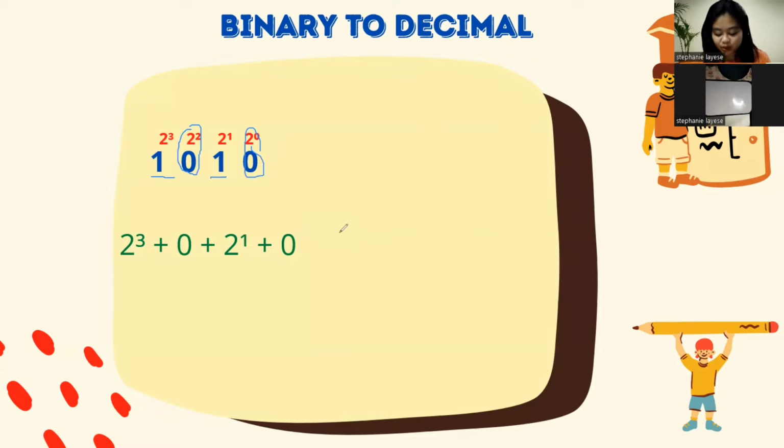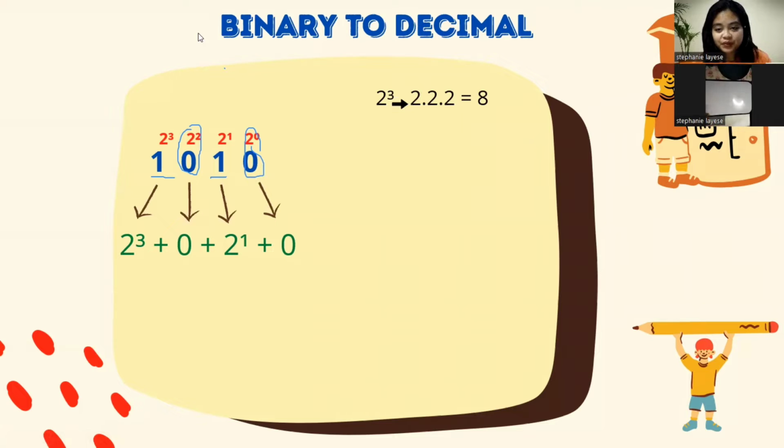So now we will go into solve. As you can see, I put arrow here so you will know which equation does it belong. Next is how do we solve the 2 to the third power. It's easy. We just need to multiply 2 3 times. So 2 times 2 times 2, we will have 8.